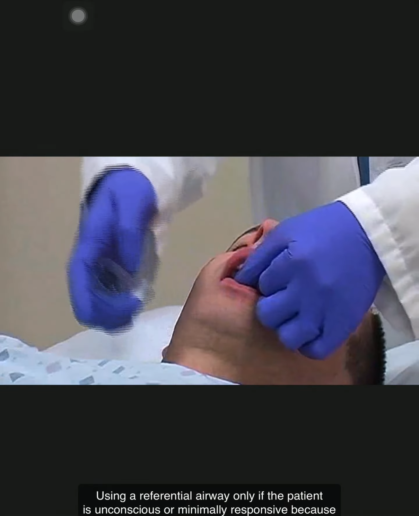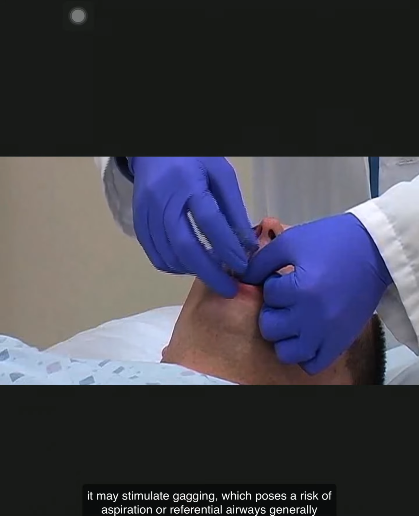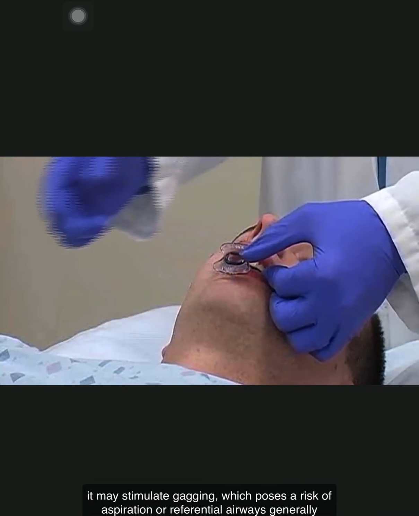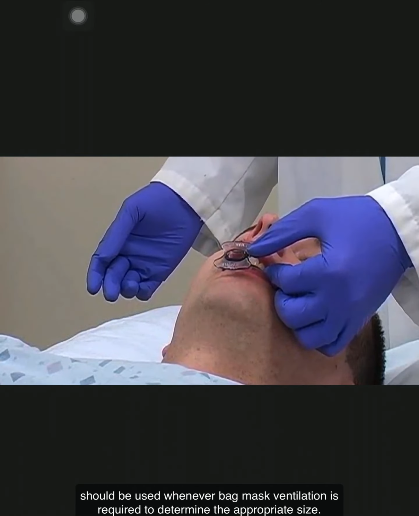Use an oropharyngeal airway only if the patient is unconscious or minimally responsive, because it may stimulate gagging, which poses a risk of aspiration. Oropharyngeal airways generally should be used whenever bag mask ventilation is required.